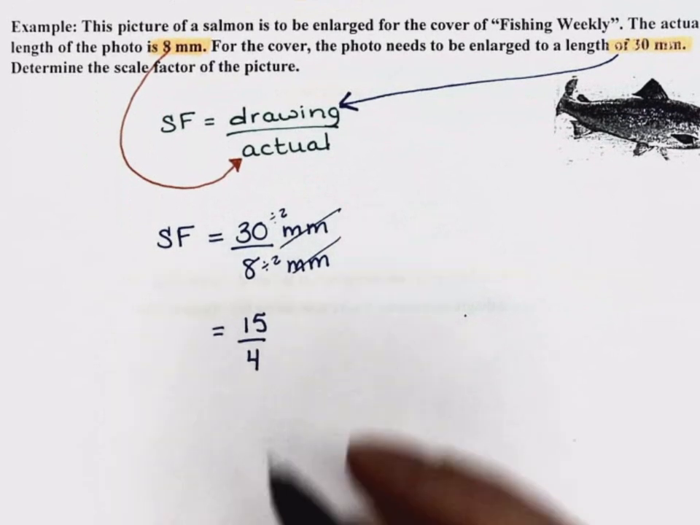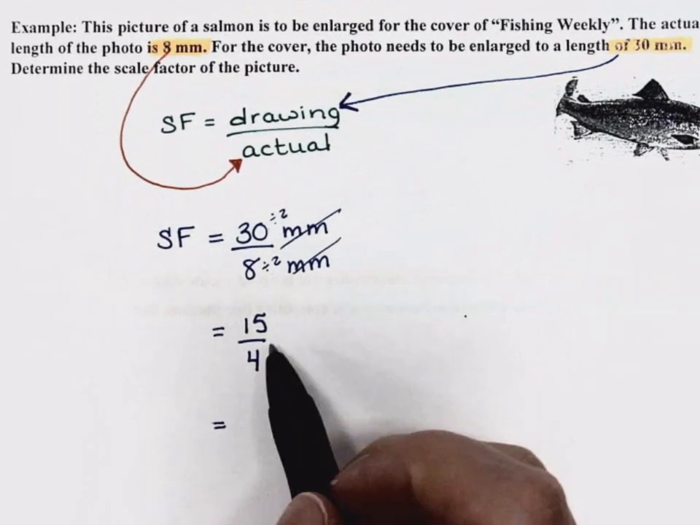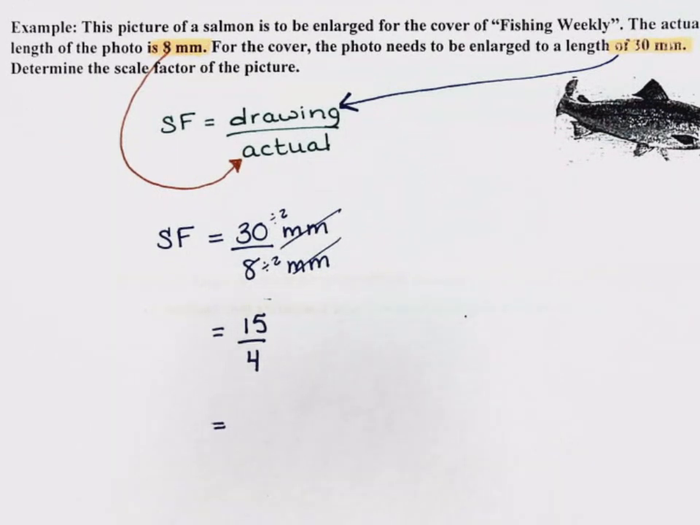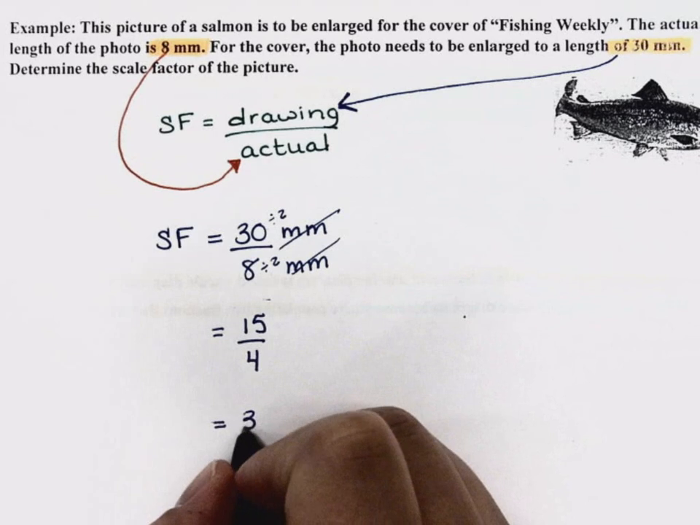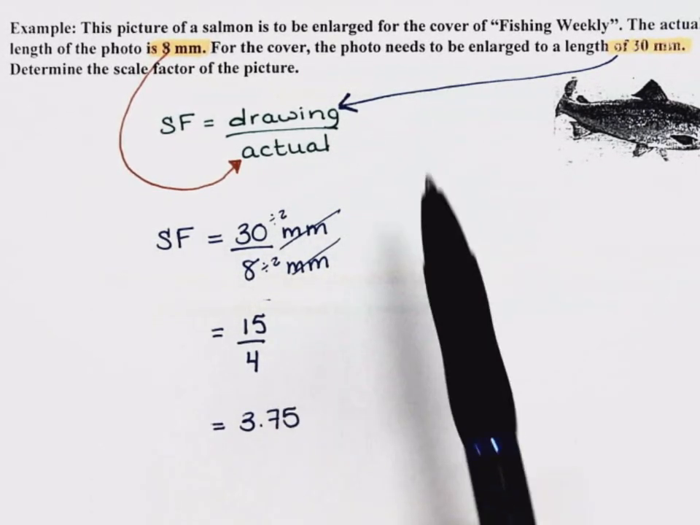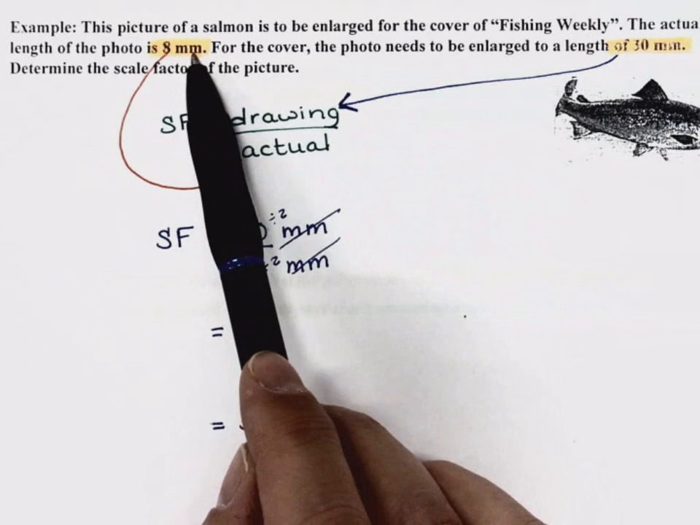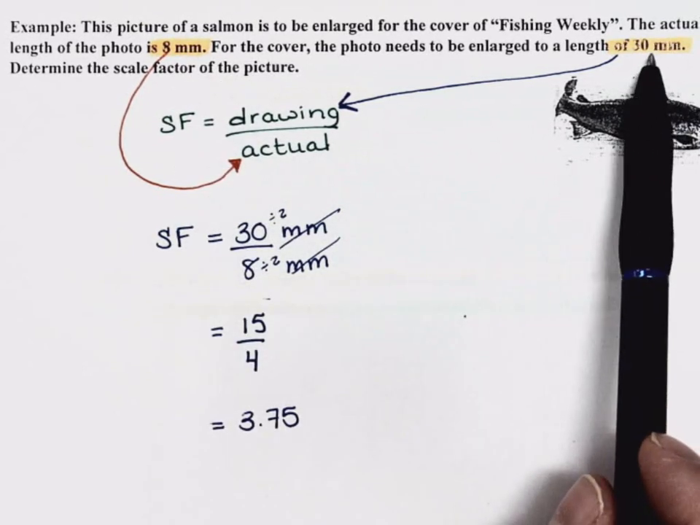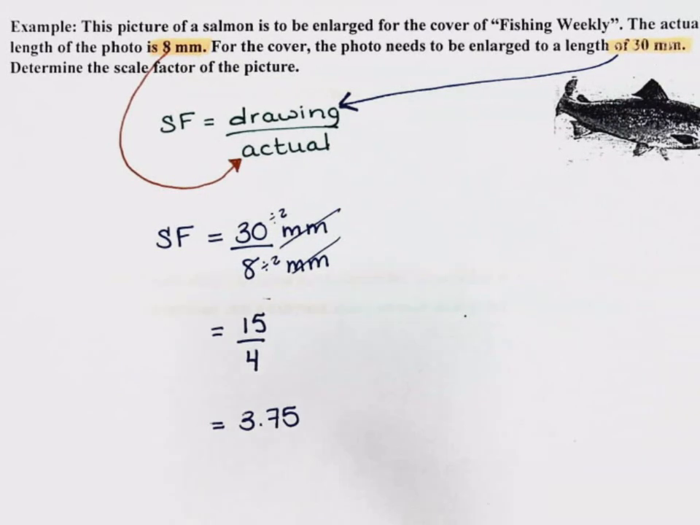For the rest of us mere mortals. So if you wanted to use a fraction, we do the reduced. So if you're using a fraction, you always want to do the reduced. 15 divided by 4 is 3.75. So we need to times all the dimensions of the original by 3.75 to get it enlarged to what they need for the cover.